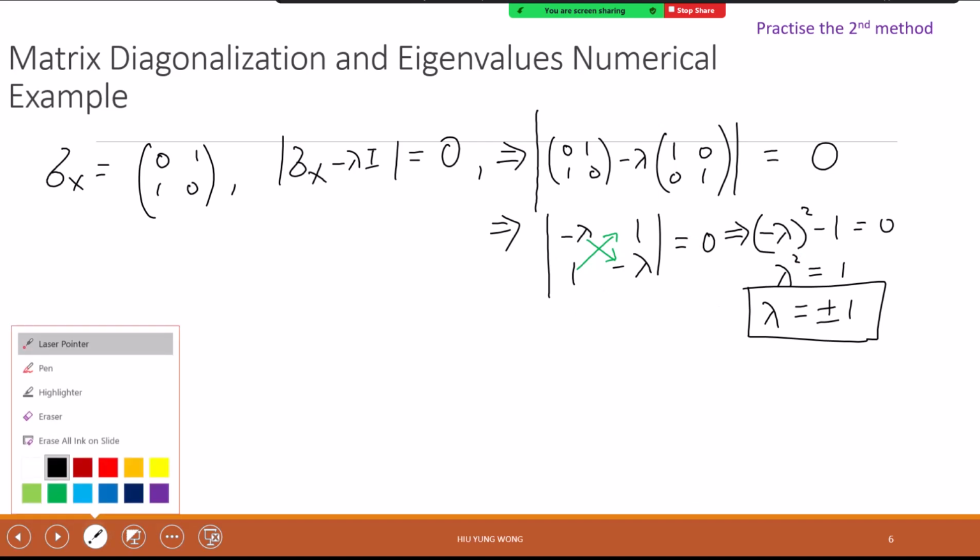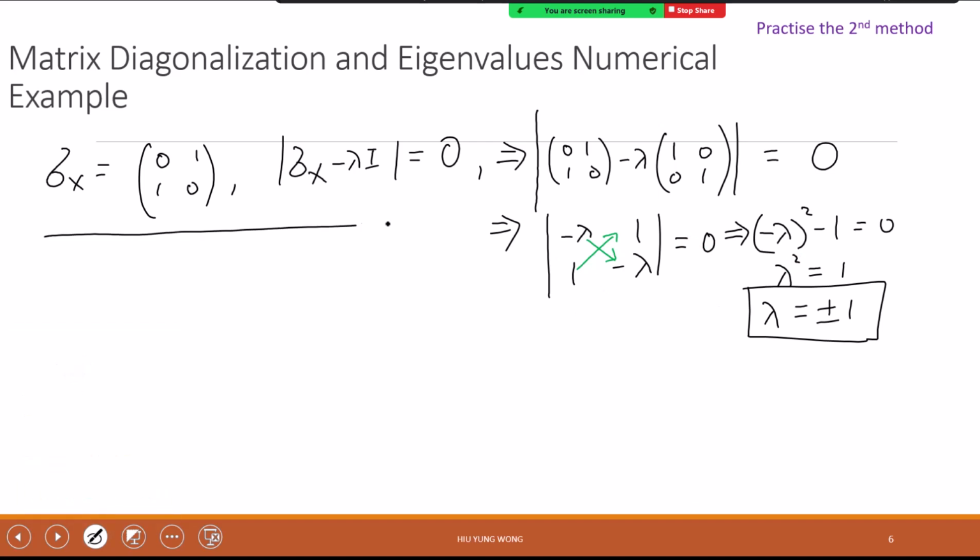Okay, so we use this method to find the eigenvalue, right? So in the textbook, in the assignment, I also asked you to use this method to find the eigenvalue of sigma y. Okay, so try that. Now with the eigenvalue, then I can find the eigenvector, which is just like what we did earlier.